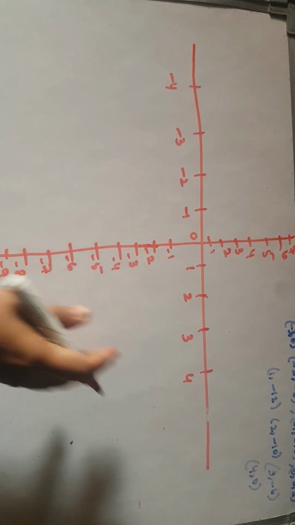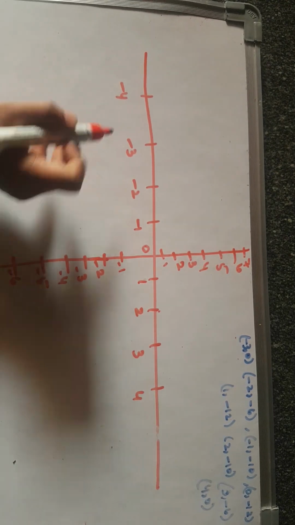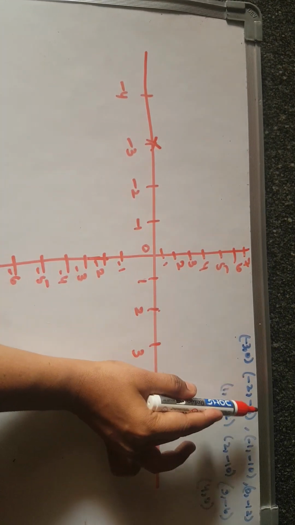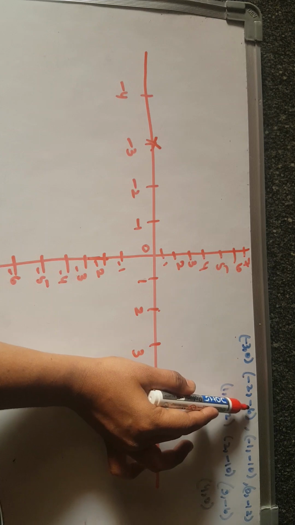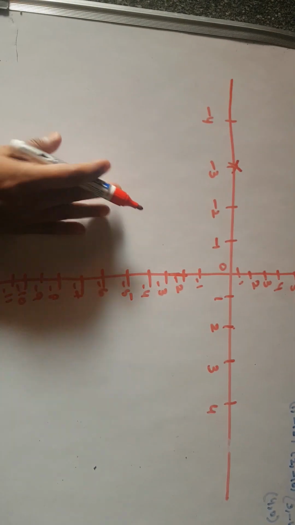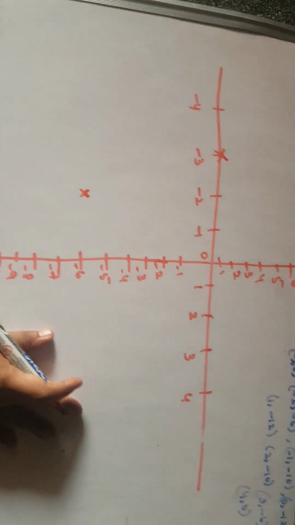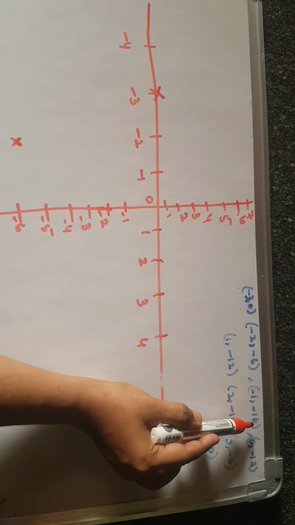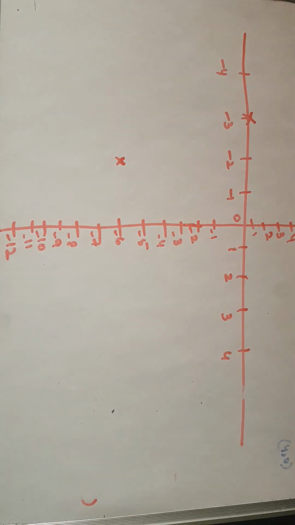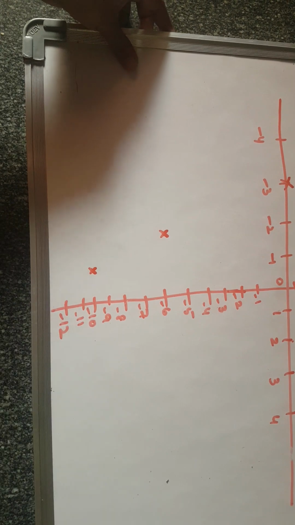Okay, we have to put the values. When you take minus 3, the value is becoming 0. Tick here. When you take x value minus 2, the y value is becoming minus 6. So take a tick here. Okay, and when you take minus 1, the y value is becoming minus 10. So tick here.